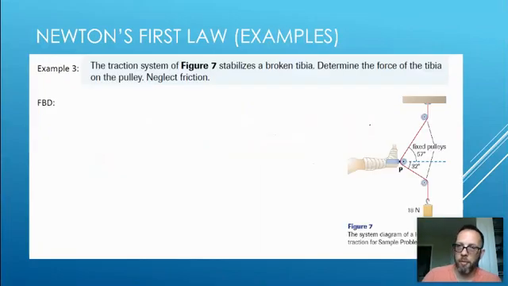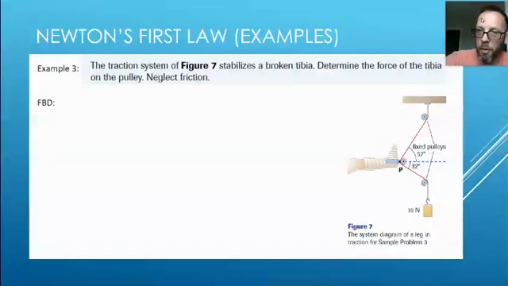Let's look at a third example. Now this one, admittedly, is a bit more involved, and we're going to be using components. So here we have a traction system. So maybe you've been in one like this. I've never been. Maybe you know somebody who has.